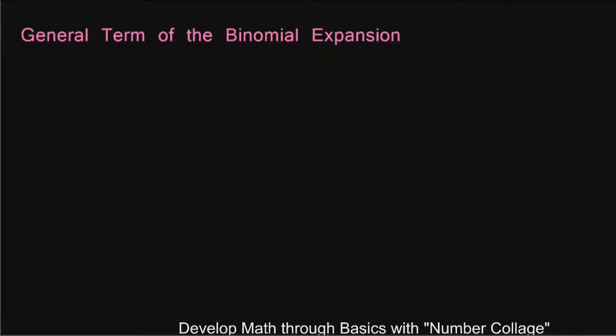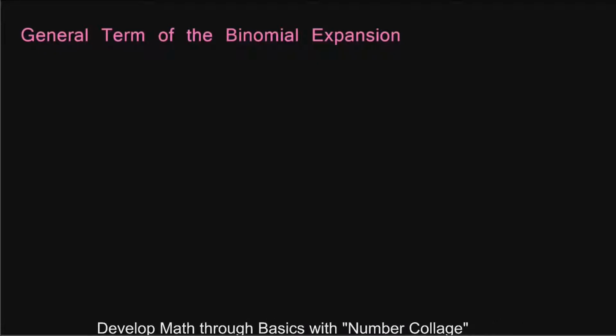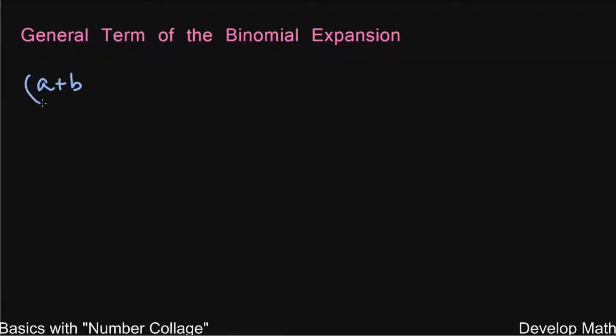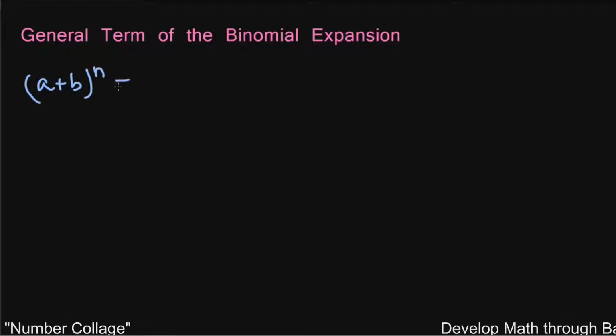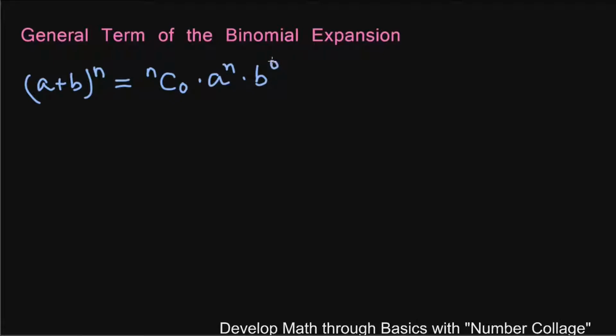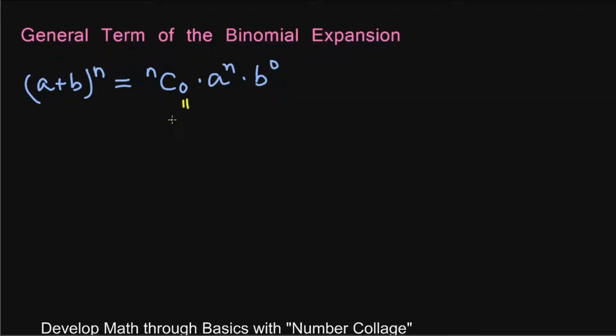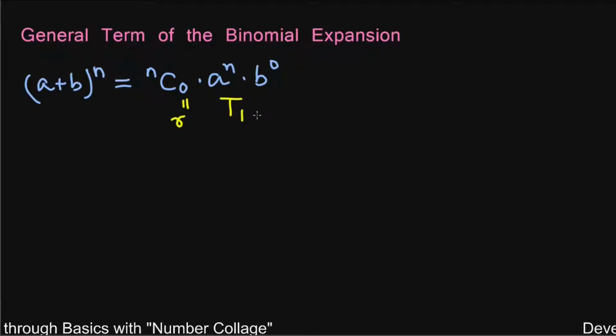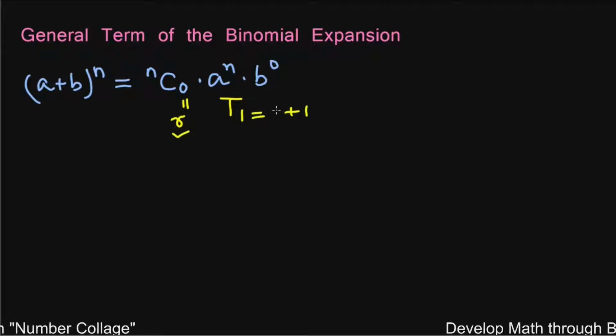We will see how to find the general term of the binomial expansion. In the first part of binomial theorem, we have understood how to write the binomial expansion of (a + b) raised to n, which is nC0 a^n b^0. Here this 0 is r, which is the order of the term, and this is our first term t1, where this 1 is formed by adding 1 to this r, which is 0.